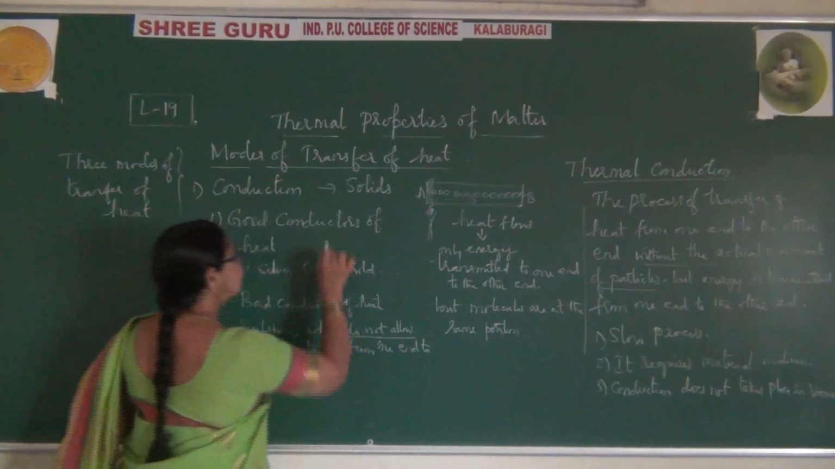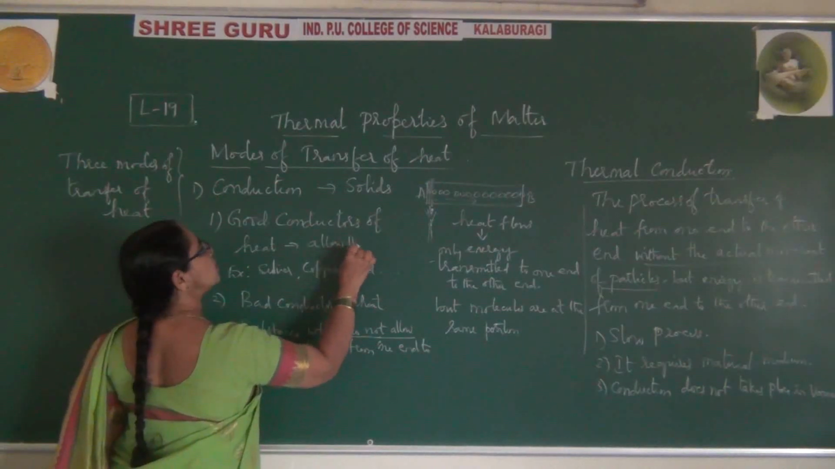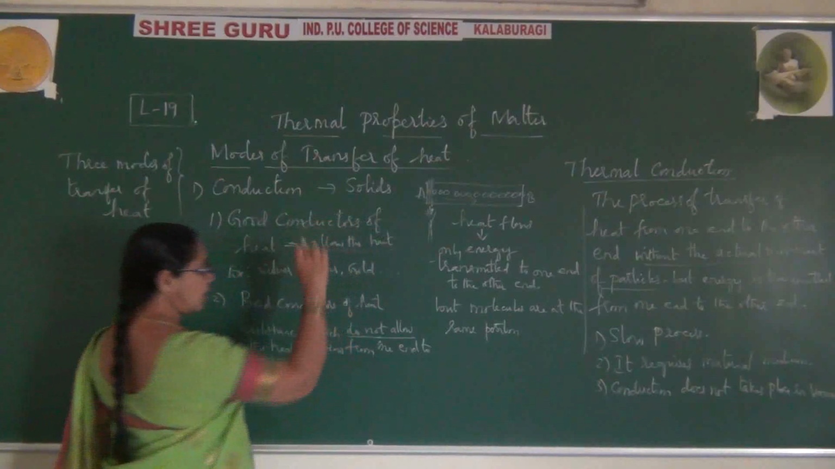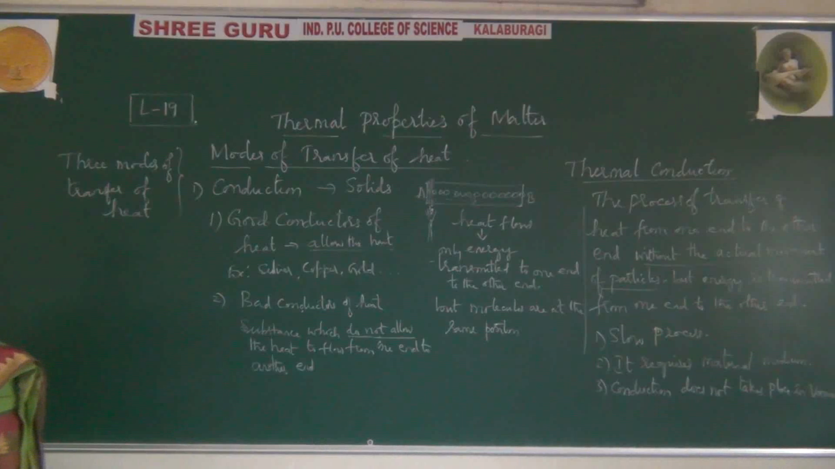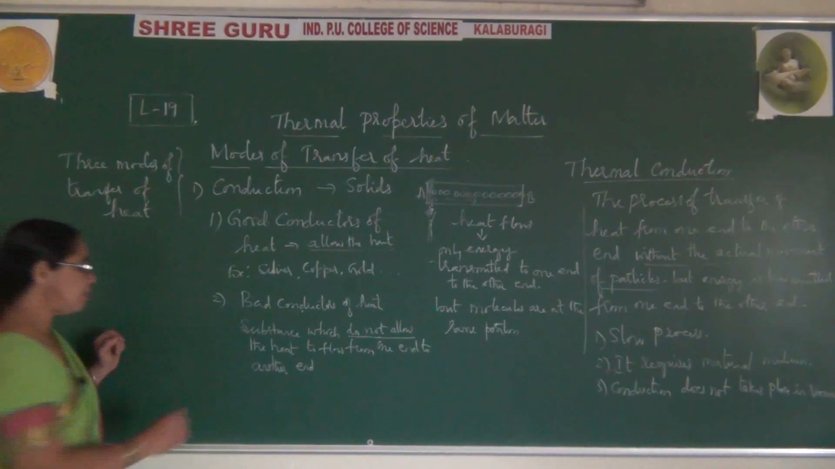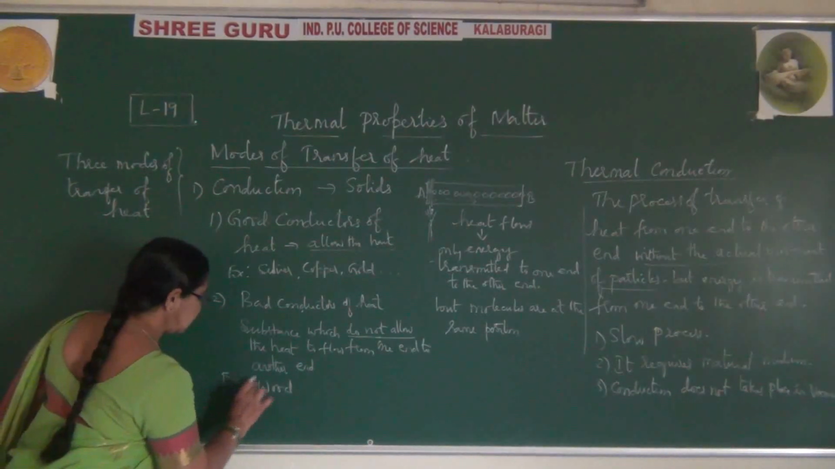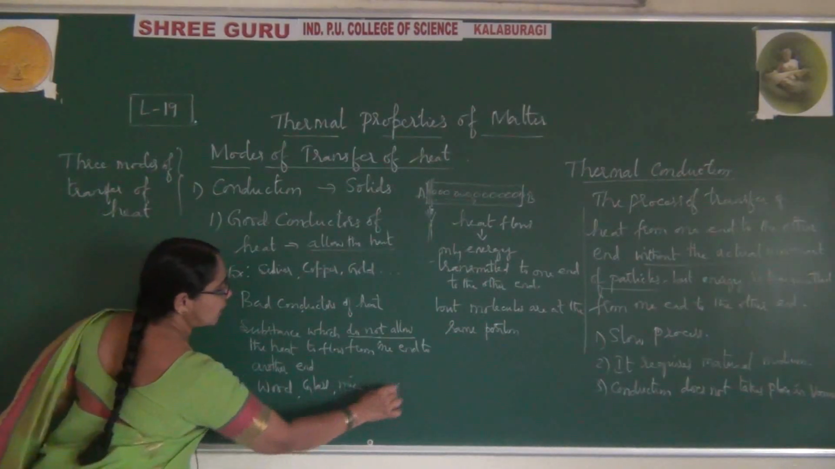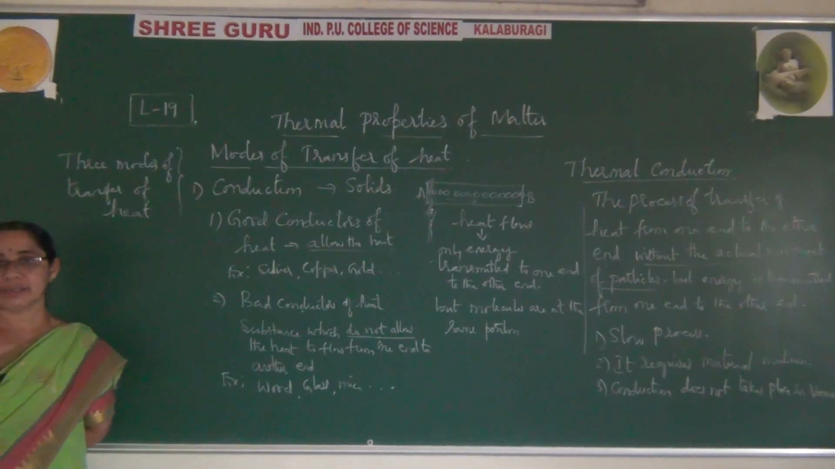Please observe, good conductors of heat allow the heat to flow from one end to the other end. This is the one concept you come across in good conductors of heat. What about the bad conductors? Bad conductors are like wood, glass, mica, etc. Many examples you can give. So these are some examples you come across under the bad conductors of heat.